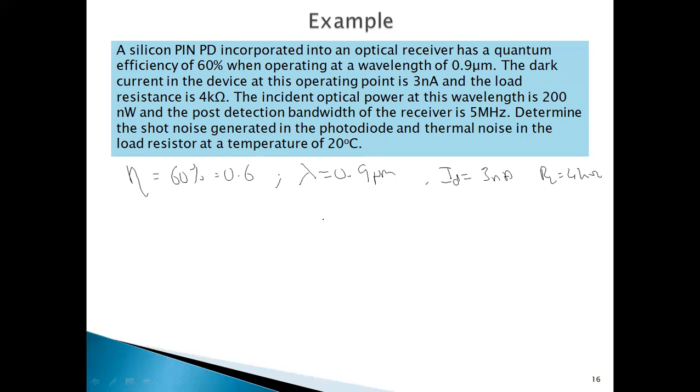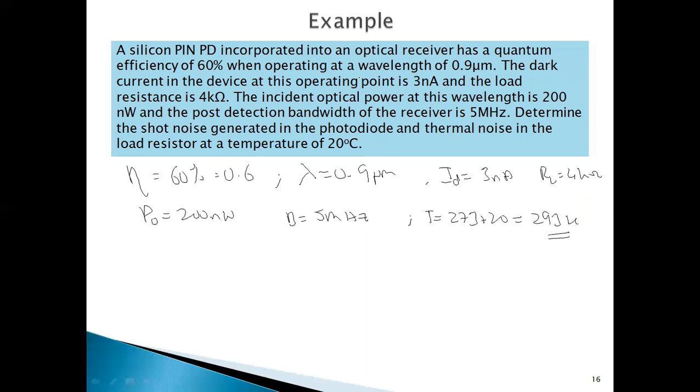Further on, the incident optical power at this wavelength is 200 nanowatt. So P naught, the incident optical power, is 200 nanowatt. The post-detection bandwidth of the receiver is 5 megahertz, so the output bandwidth is 5 megahertz. These are the information given. Determine the shot noise generated in the photodiode and the thermal noise in the load resistor at a temperature of 20 degrees Celsius. So the absolute temperature T will be 273 plus 20 degrees Celsius, which gives us 293 Kelvin. That should be your absolute temperature for this optical receiver's operation.